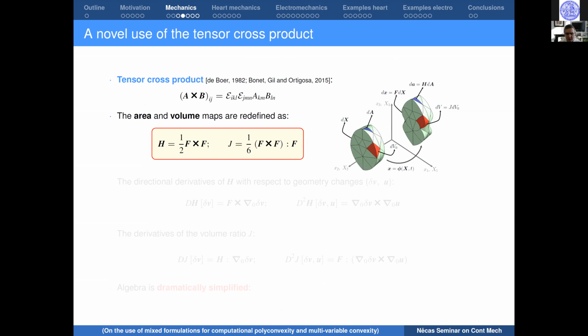So how do we address these two issues? Namely, on the one hand, the complexity of the algebra, and on the other hand, the definition of well-posed models. We've made use of a tensor cross product that, to the best of our knowledge, was put forward in the 1980s, and that we've used, we believe, for the first time in the context of continuum mechanics of cells. We've used it to re-express the cofactor H in terms of that cross product, which is very, very handy. And then the determinant J can also be expressed in terms of this cross product.